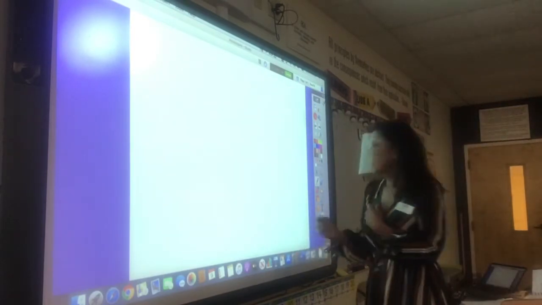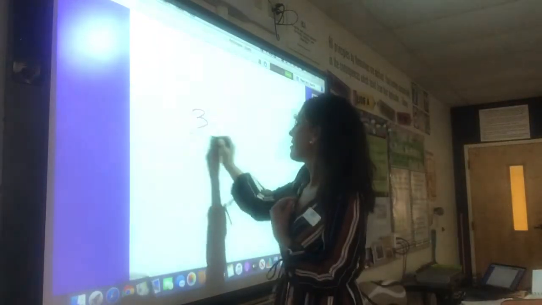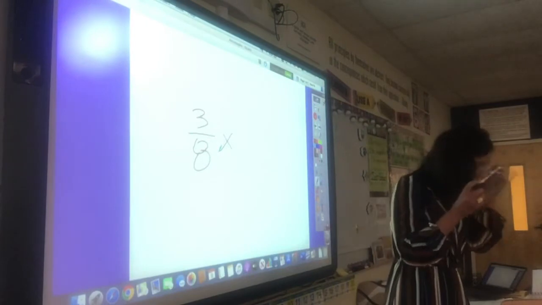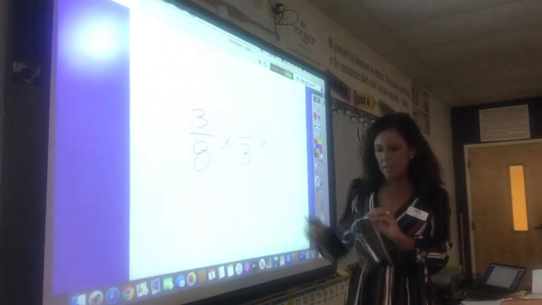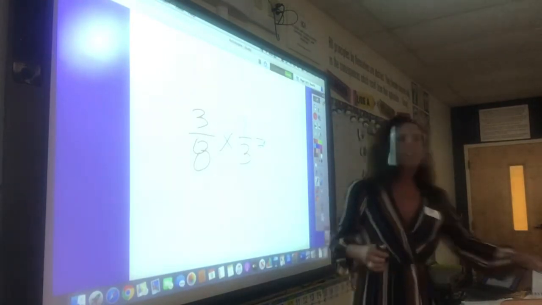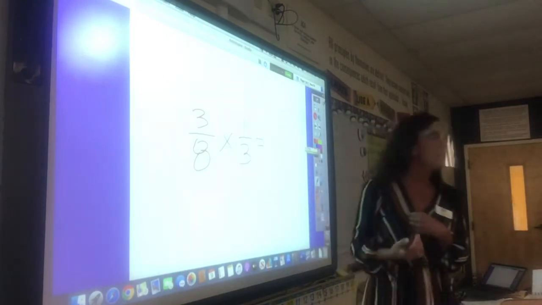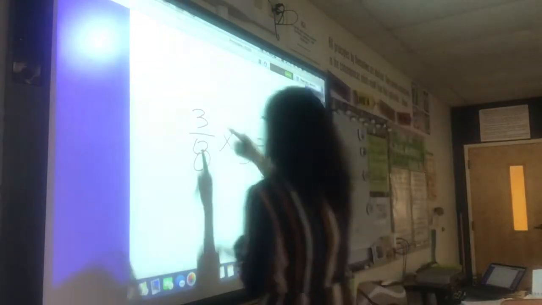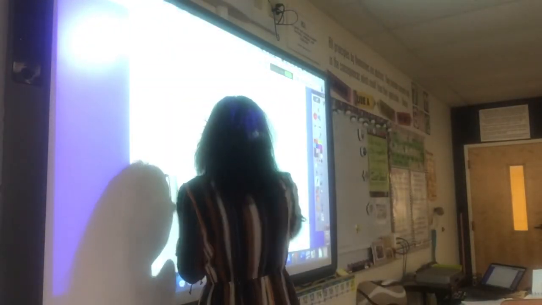Okay, let's look at this problem. Let's do 3/8 times 1/3. Okay? So anytime you see numbers across from each other that are the same, you just know that 3 goes into itself once. So anytime you see numbers across from each other that are the same, you automatically know that they're both gonna become a 1.